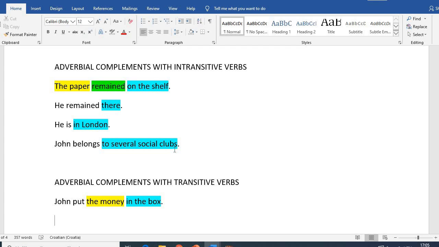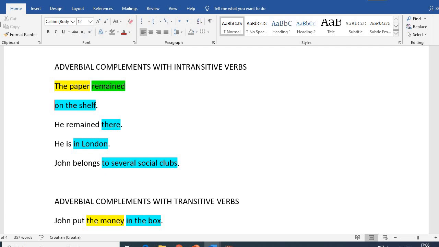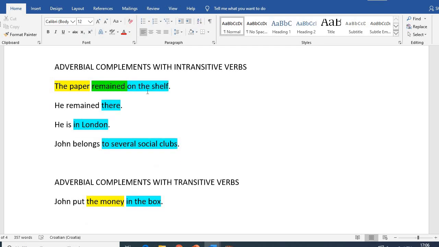This is the category we mentioned last time, adverbial complements with intransitive verbs, and you have these with transitive verbs as well. We need to be able to recognize if the verb is transitive or intransitive, and you can find that by trying to cut off that part. You will see, the paper remained, you cannot finish the sentence. It's not a complete sentence, although the verb itself is normally intransitive. So on the shelf is just additional information, but it's considered a complement. So he remained there, or he is in London. This is what I mentioned earlier.